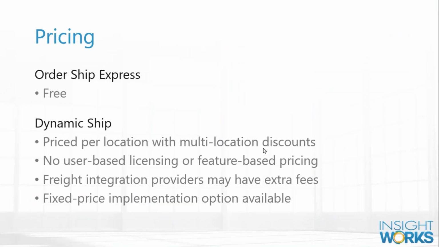So first, pricing in Order Ship Express is free. Dynamic Ship is per location, so it doesn't matter how many packaging stations or whatever you have. Per physical shipping address, you need a license. First one is full price. Subsequent ones are significantly cheaper, almost like 50% off. So very low cost subscription and no user licensing.